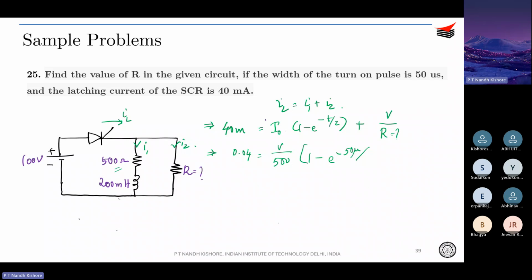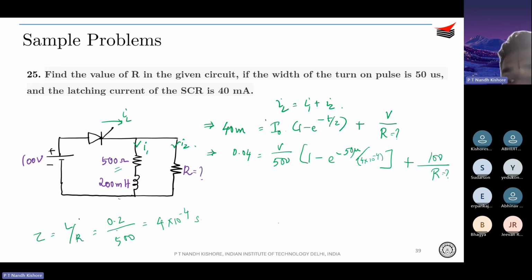So what is tau? Tau is L by R. So 200 milli is 0.2 divided by 500, right? 0.2 by 500 gives 4 into 10 power minus 4 seconds. Okay, so 4 into 10 power minus 4. Plus V by R. So what is V? V is 100, and R is what we need to find out.